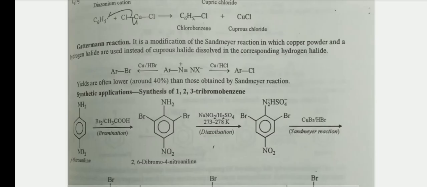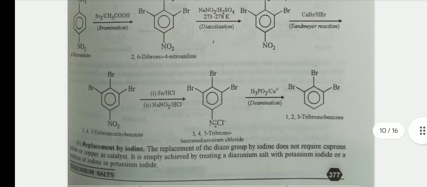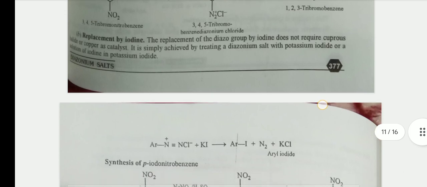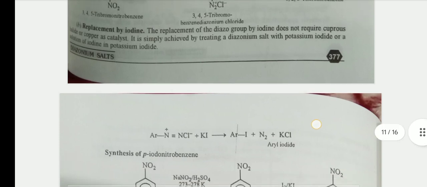Gattermann reaction. It is a modification of the Sandmeyer reaction in which copper powder and a hydrogen halide are used instead of cuprous halide dissolved in the corresponding hydrogen halide. Yields are often lower, around 40%, than those obtained by Sandmeyer reactions. Replacement by iodine. The replacement of the diazo group by iodine does not require cuprous halide or copper as a catalyst. It is simply achieved by treating a diazonium salt with potassium iodide or a solution of iodine in potassium iodide.